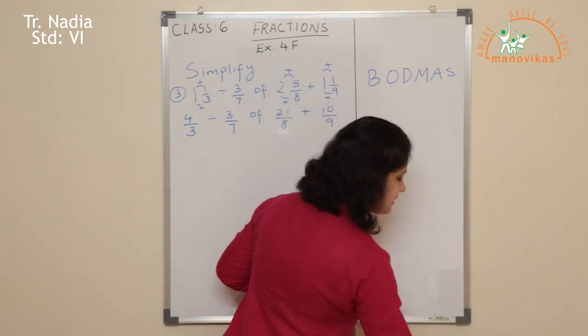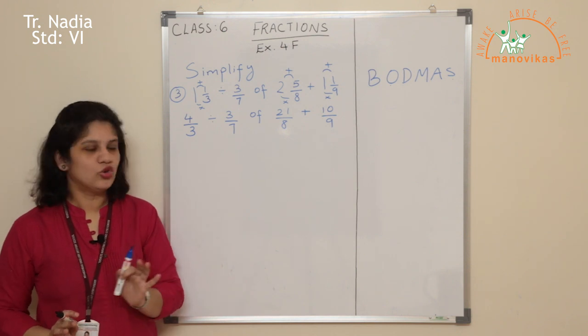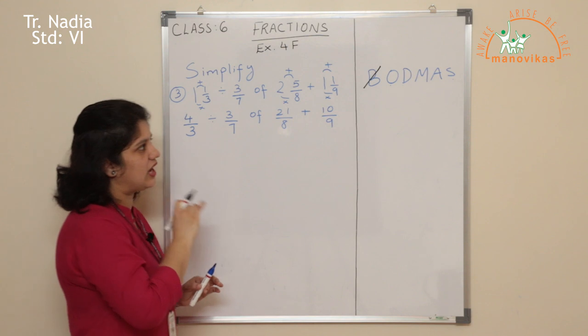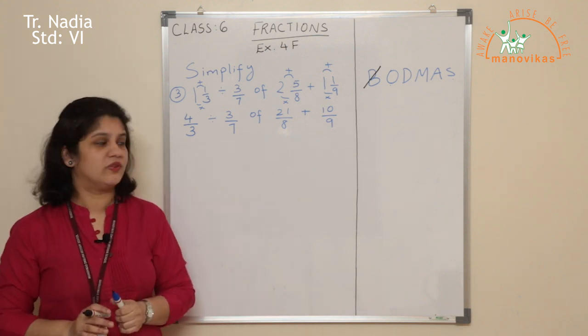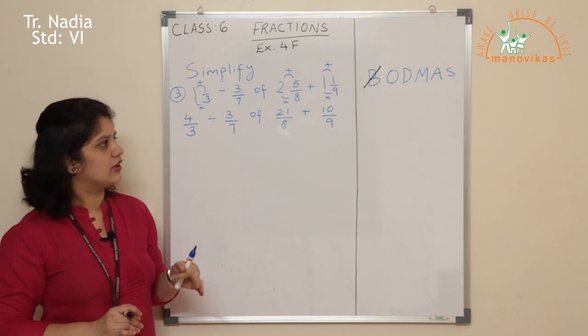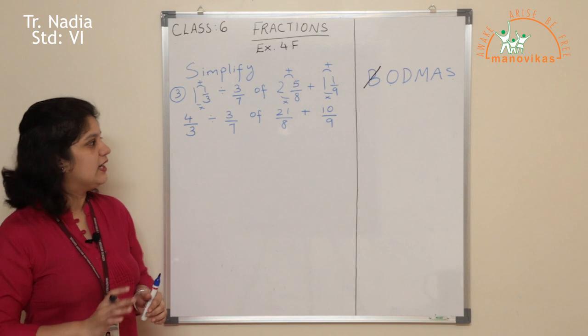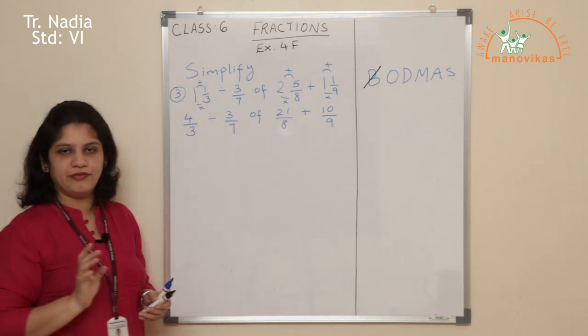Now in this sum, can you see any bracket? No, there is no bracket, so we don't have to use brackets. I will strike off the bracket part because there is nothing in brackets over here. The next thing according to the BODMAS rule is O, which stands for of. Now in this question, can you see of? Yes, there is of over here.